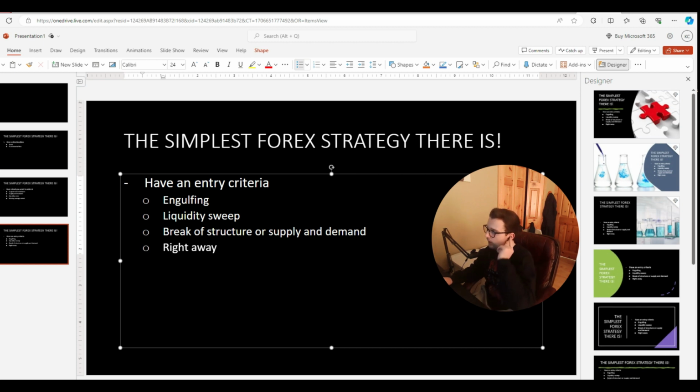But a lot could be argued that it's better to wait for rejection. It's better to wait for engulfing. It's better to wait for some liquidity to be swept and then prove that it's going to hold the level, or break of structure, supply and demand, wait for double bottoms. Waiting for there to actually be some sort of rejection is one of the best ways to get in the market and to save yourself a lot of losses, a lot of headaches.